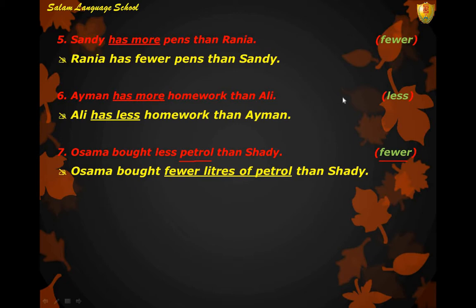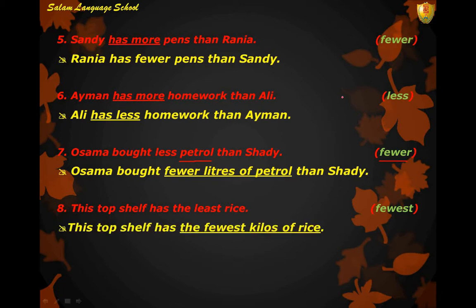Okay. Number 8. This top shelf has the least rice. In brackets, fewest. Same idea. Fewest. So, the answer. This top shelf has the fewest kilos of rice. Or the fewest packets of rice. Or bags of rice.